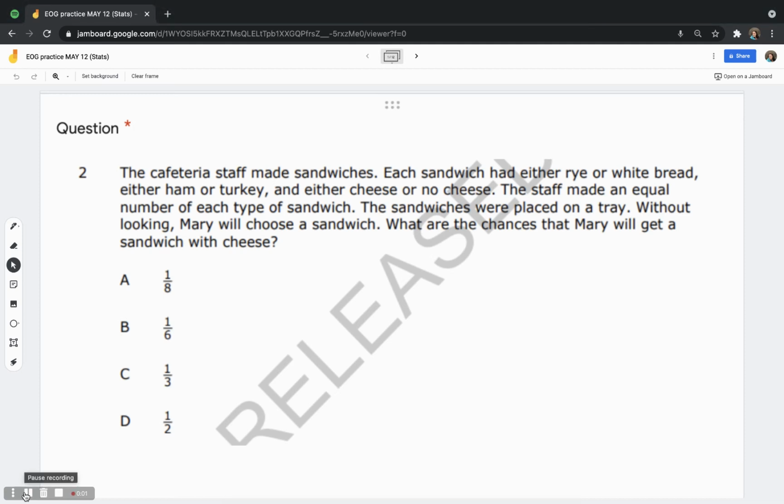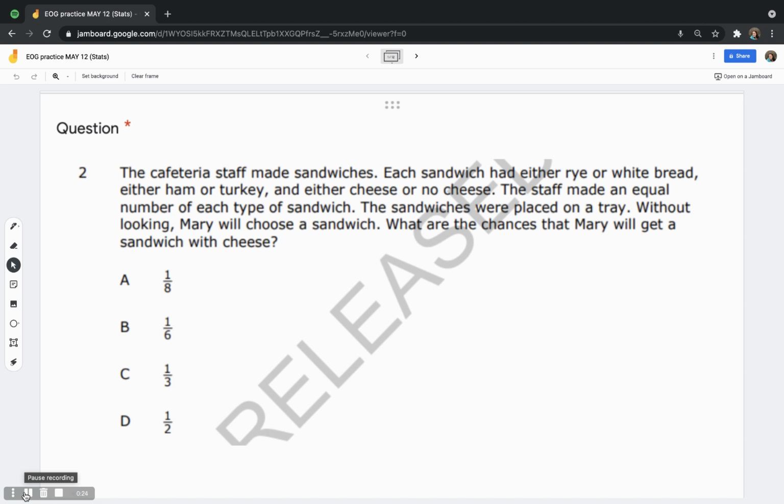Our first question says the cafeteria staff made sandwiches. Each sandwich had either rye or white bread, ham or turkey, and either cheese or no cheese. The staff made an equal number of each type of sandwich. The sandwiches were placed on a tray. Without looking, Mary will choose a sandwich. What are the chances that Mary will get a sandwich with cheese?